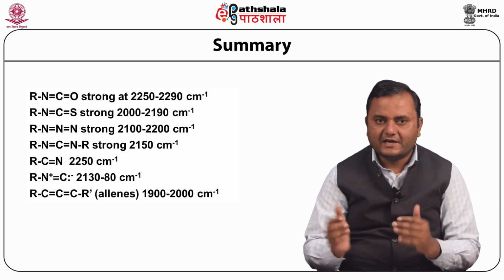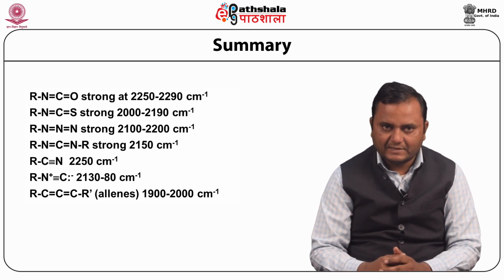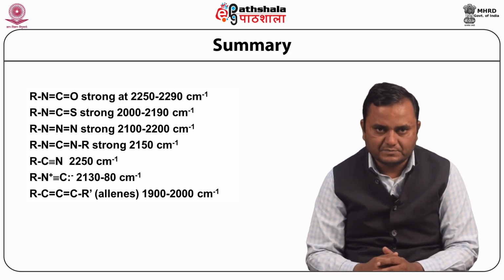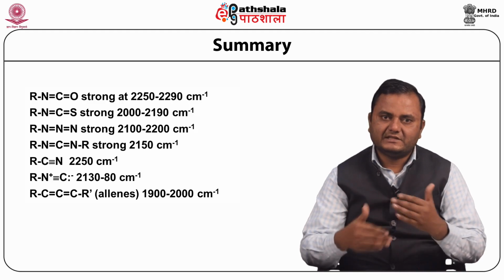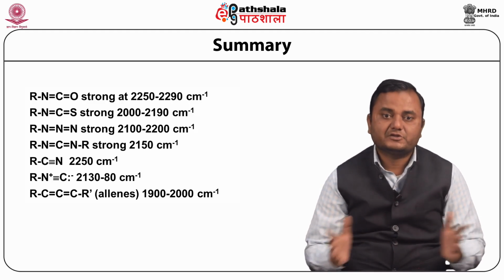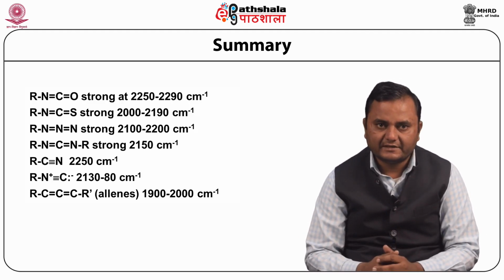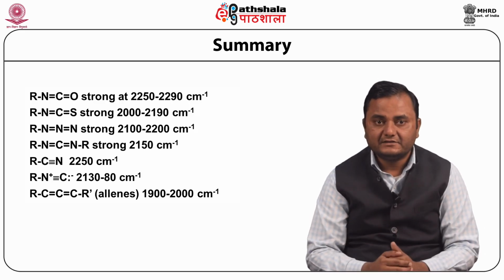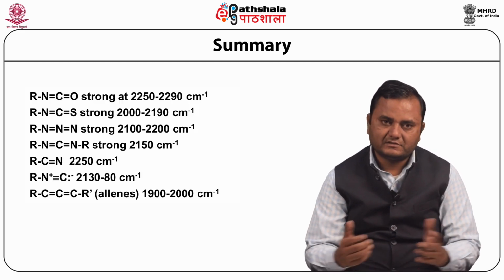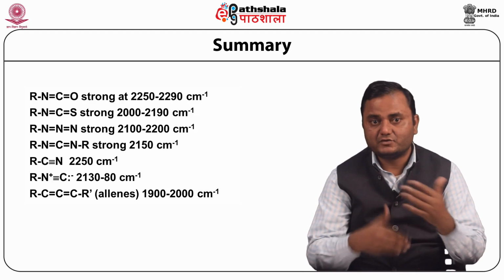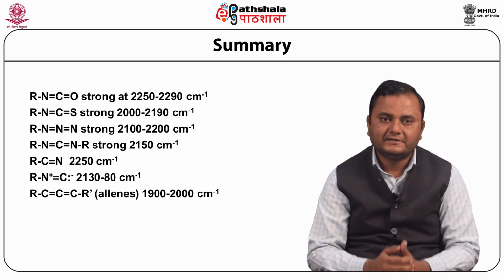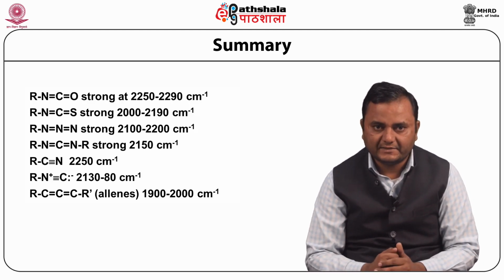But if all three nitrogens are joined together by double bonds, a strong peak at 2100 to 2200 per centimeter is observed. But if you change it the other way around, like RCNNCR, then it gives a strong peak at 2150 per centimeter. However, in the case of cyanide, because of the presence of a triple bond, it gives an intense peak at 2250 per centimeter. But if it is isocyanide, it gives a strong peak at 2130 to 2180 per centimeter.